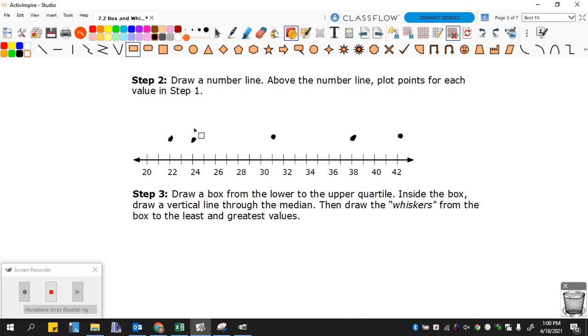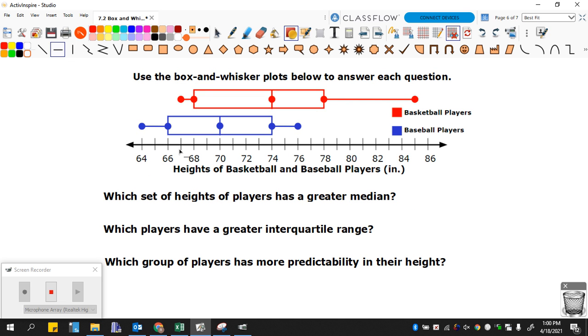quartile to the upper quartile, okay, and draw a line through the median and draw our whiskers from the box to the highest value and from the box to the lowest value. Okay, so that's how we actually draw the box and whisker plot. All right, so now we're going to use the box and whisker plot to answer each question.